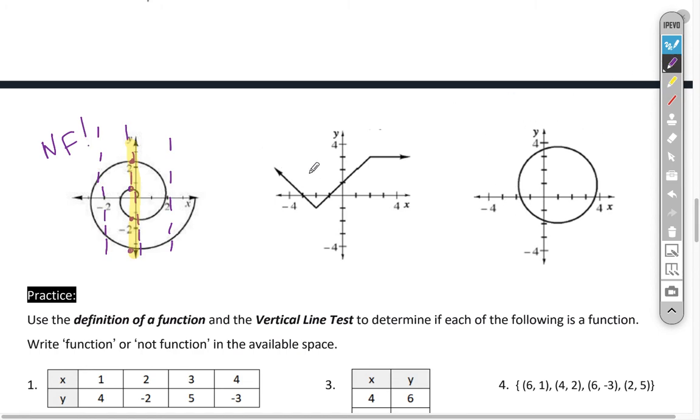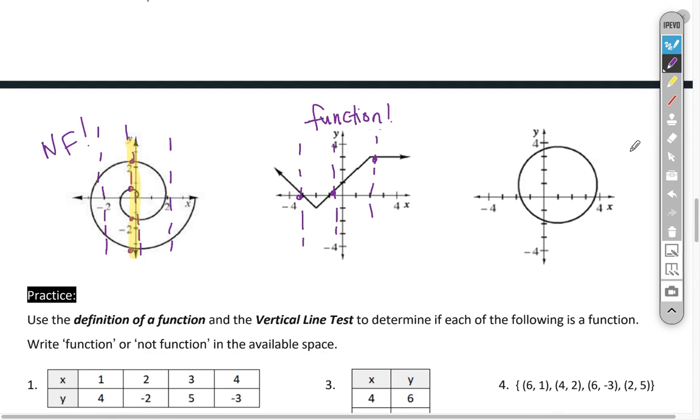Now let's check this one. So let's draw a couple of vertical lines. All right, so we're touching 1 point, 1 point, and 1 point. So this one is a function. Okay.